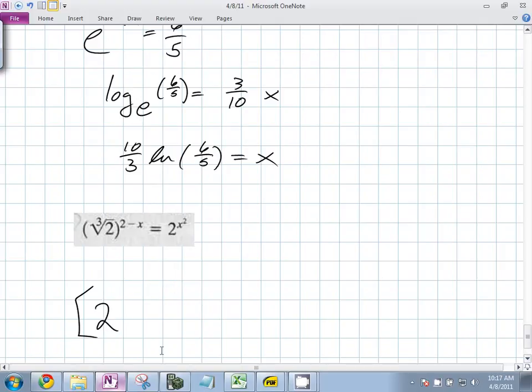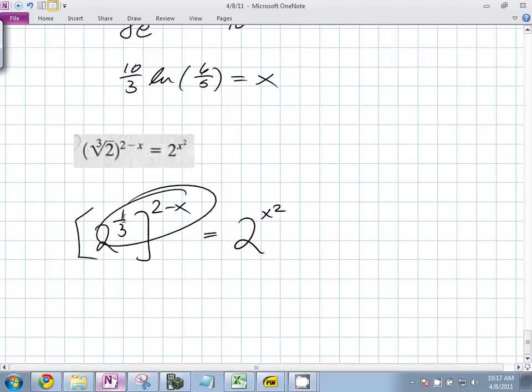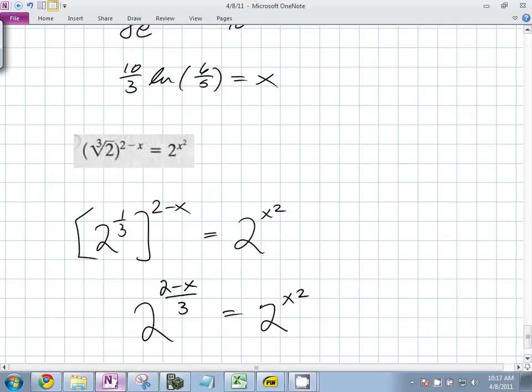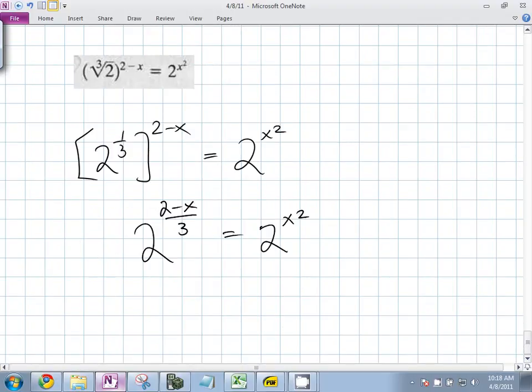Yeah, 1/3 raised to the 2 minus x is equal to 2 to the... What happens with powers of powers? So if 2 to the 2 minus x over 3 is equal to 2 to the x squared, what has to be true? 2 minus x over 3 equals x squared. Are you home free now? Yeah. Bingo! Took you 3 steps and you are home free. That's just a quadratic, and you are done. Nice.